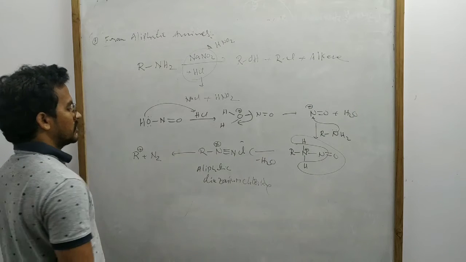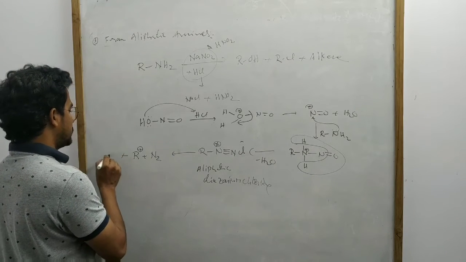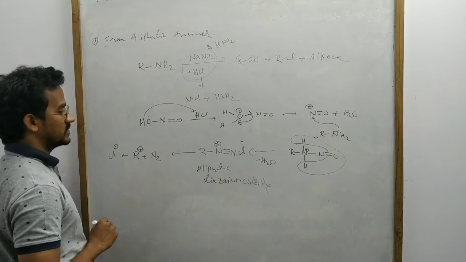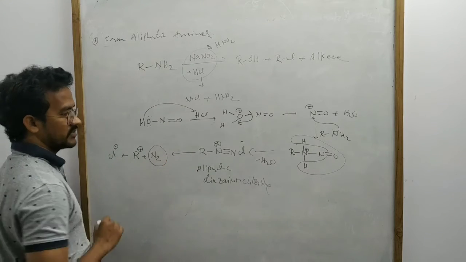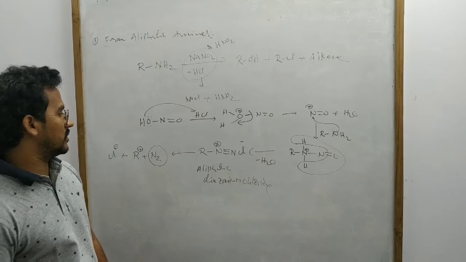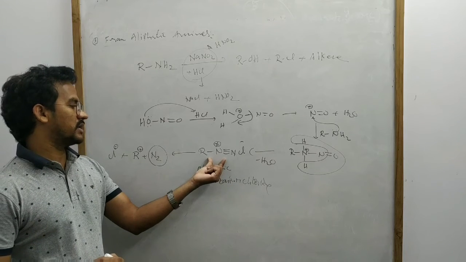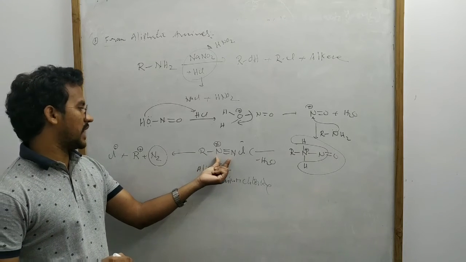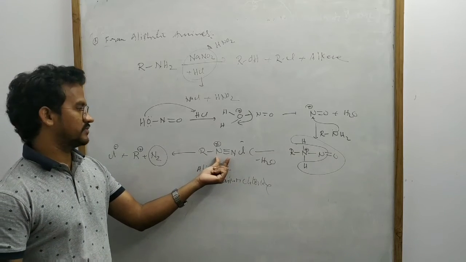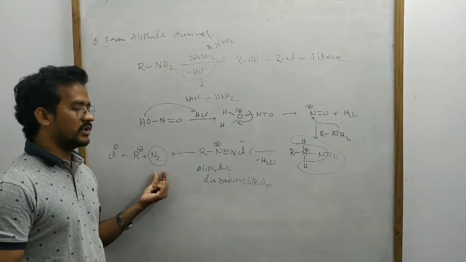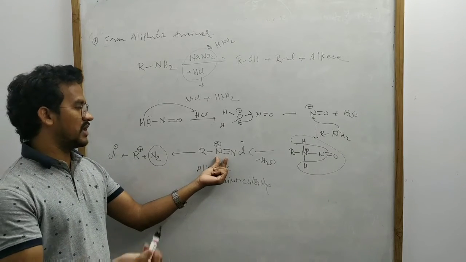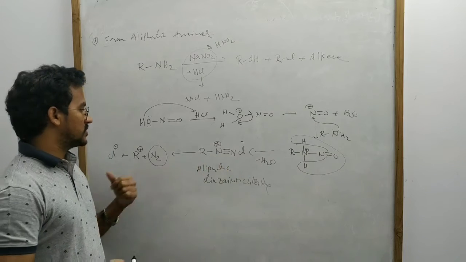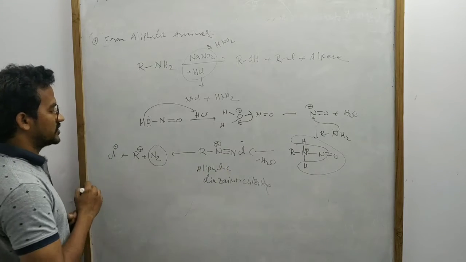Okay? Here in this case, of course, Cl minus is also released. Because here N2 is a more stable molecule. So that's why from this diazonium chloride, N2 is easily leaving out. Due to the high stability of the N2, it leaves very easily from this molecule. So here, as a result, carbocation is formed.